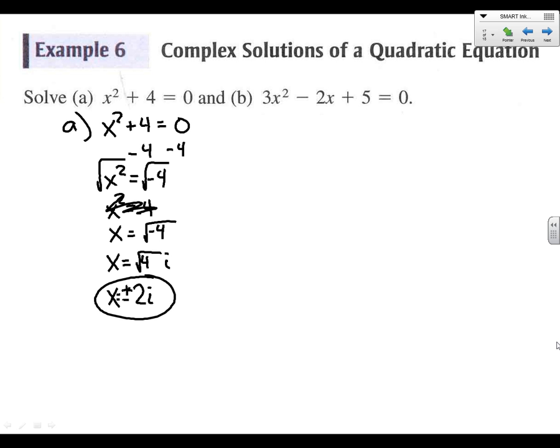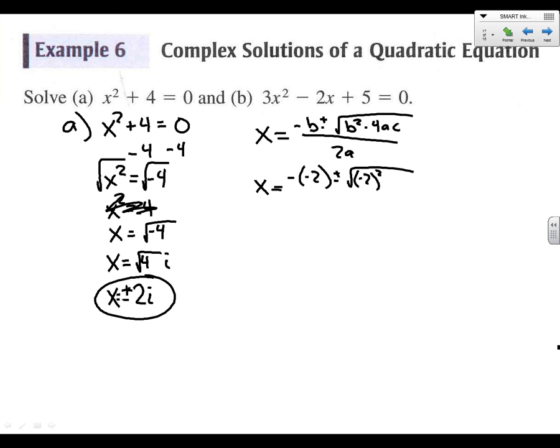Let's take a look at B, where we also should have two solutions. On this one, we're going to go ahead and use the quadratic equation, which we should remember as negative b plus or minus the square root of b squared minus 4ac all over 2a. Let's go ahead and plug in what we've got here. x equals negative 2 plus or minus the square root of negative 2 squared minus 4 times 3 times 5, all over 2 times 3.